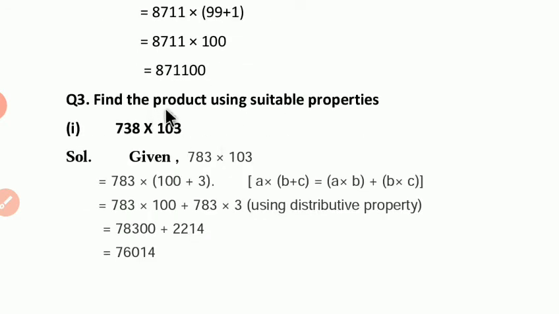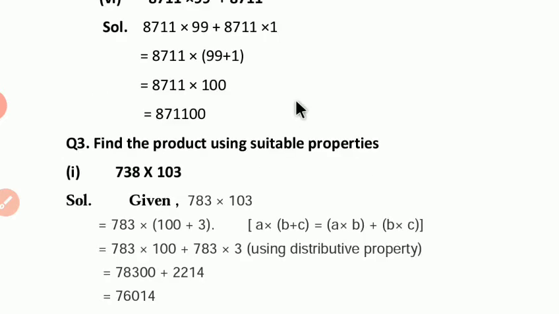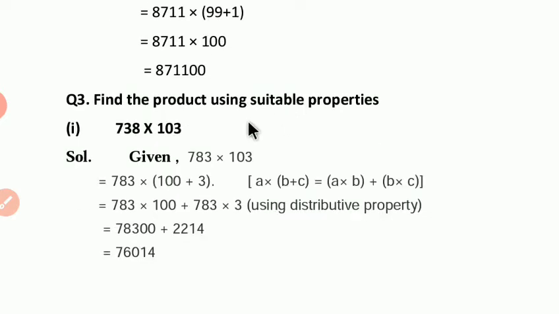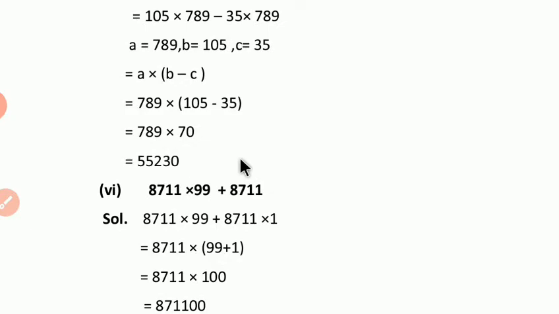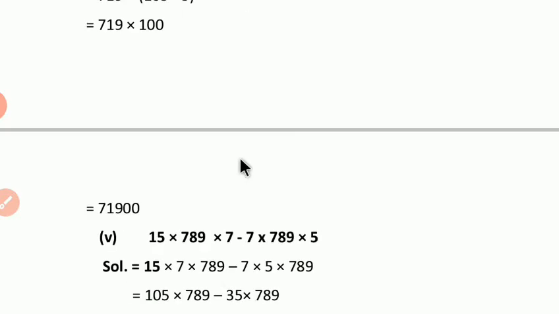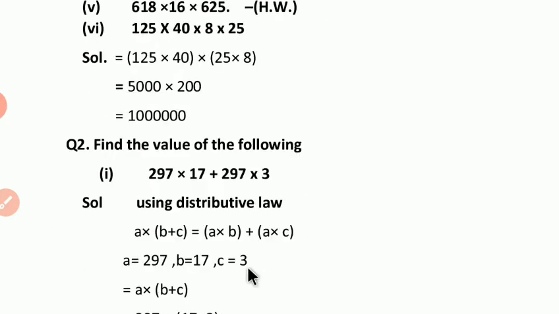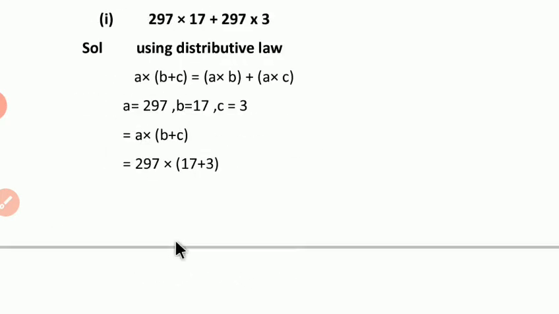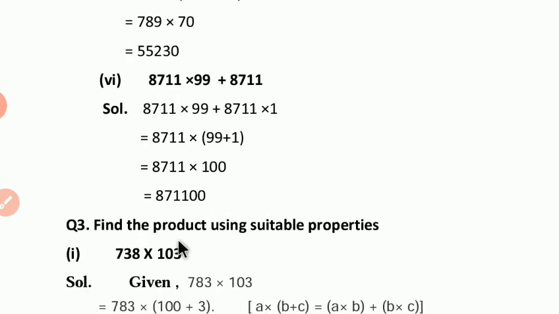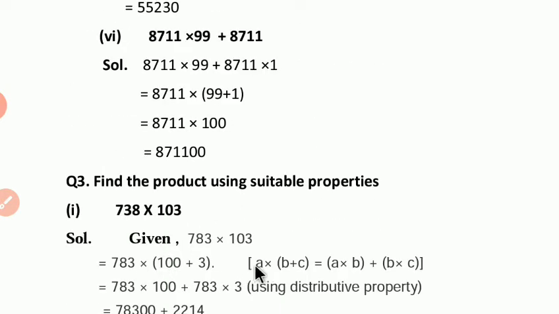Then question number 3. Find the product using suitable properties. In this question also you have to use a property. And which property do you have to use? Distributive property only. So given 783 into 103. Here you can see in these questions it is given in the form of A into B plus A into C, and we changed it into A into bracket B plus C. But in question number 3 it is given in the form of A into bracket B plus C, and we have to change it into A into B plus A into C.